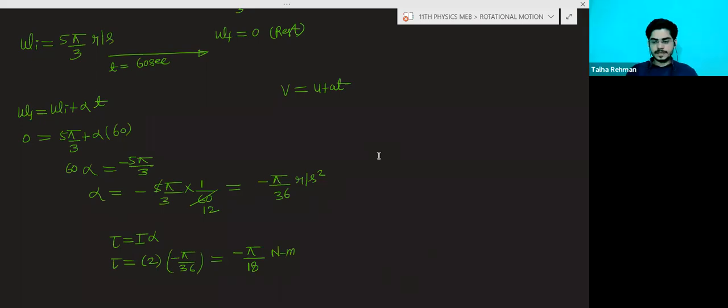When you are applying torque is equal to I alpha, tau is equal to I alpha, just keep in mind about which axis you are applying. You have to take the torque about the same axis, and take the moment of inertia about the same axis and the angular acceleration about the same axis.